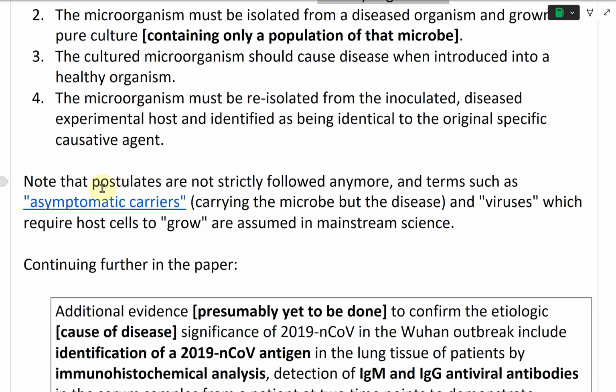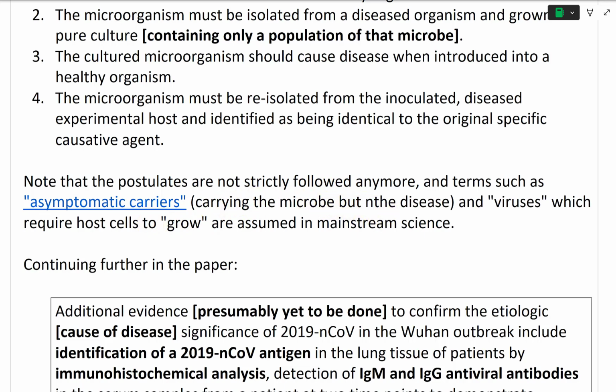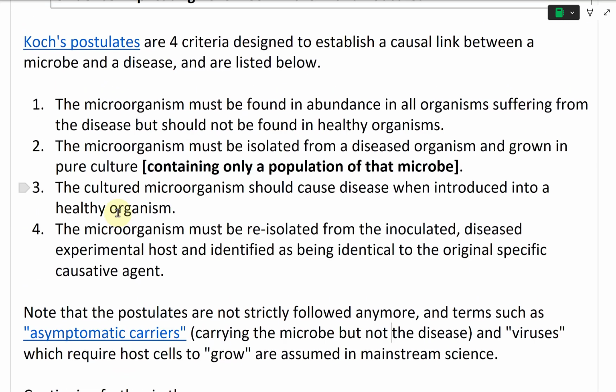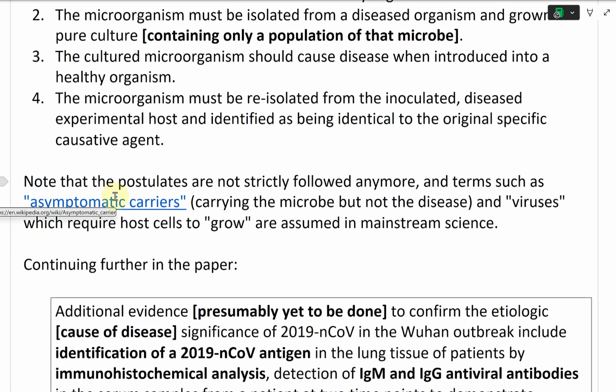And note that the postulates are not strictly followed anymore, and terms such as, quote, asymptomatic carriers, which are carrying the microbe but not the disease, showing that there's a questionable causal link, and, quote, viruses which require host cells to, quote, grow, are assumed in mainstream science. So you assume a virus's existence and you assume asymptomatic carriers. Yeah, so the asymptomatic carrier cancels out step 1. And then step 2 is the viruses. So you can't have Koch's postulates as originally formulated with viruses.